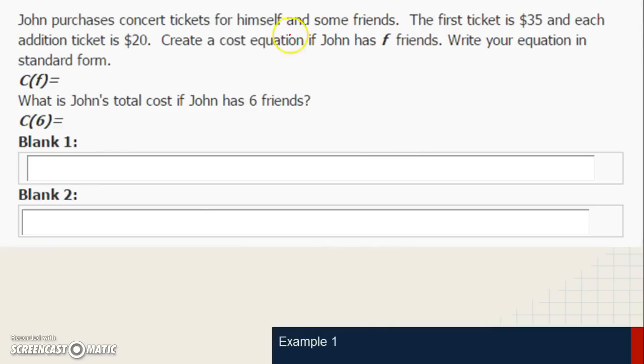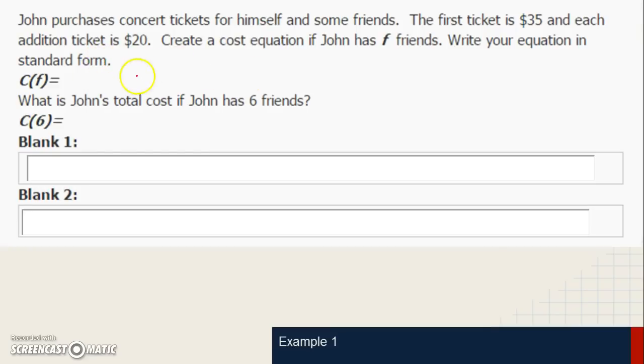So here we go. John purchases concert tickets for himself and some friends. The first ticket is $35, and each additional ticket is $20. Create a cost equation if John has F friends. Write your equation in standard form. So lots of vocabulary there. Cost equation, standard form, that we're going to go ahead and put into this equation. So let's just go ahead and say this.